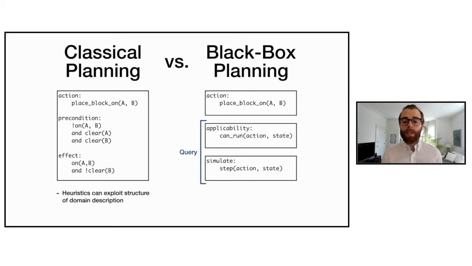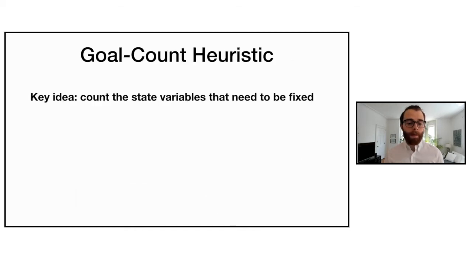Now, with classical planning, the heuristics can exploit the structure of this domain description in order to plan more efficiently and to get a better heuristic. Whereas in black box planning, we don't have any formal domain description to exploit. Essentially, we're limited to relying on goal counting for our heuristic. The idea with goal counting is that we count the number of state variables that still need to be fixed in order to satisfy the goal condition.